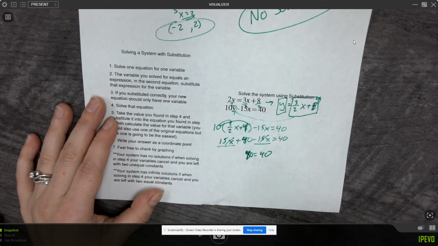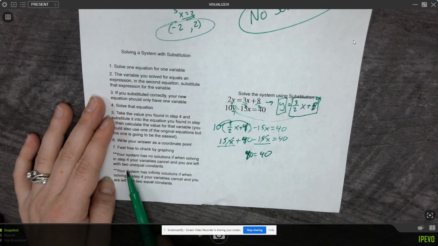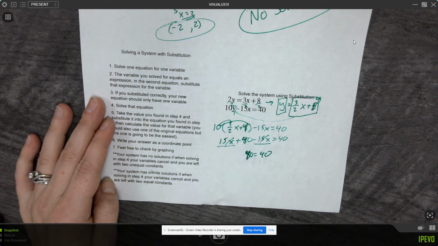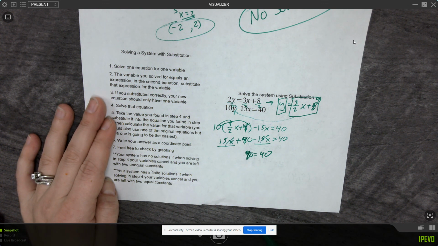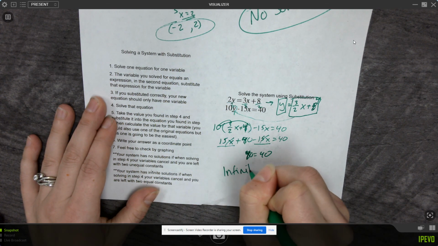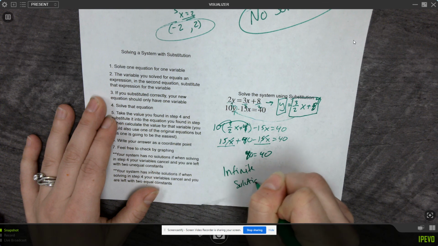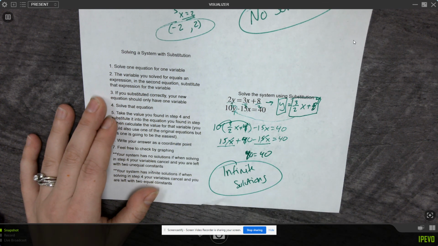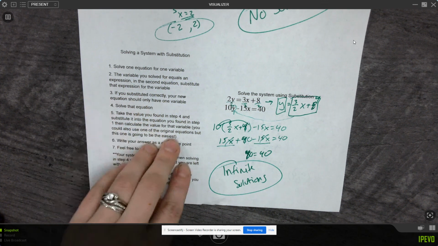Okay, still, both of my variables have canceled. So now, are they unequal constants or equal constants? Does 40 equal 40? Yes. That leaves me with infinite solutions. Which you could check by graphing on your calculator if you want. It should be the same line.